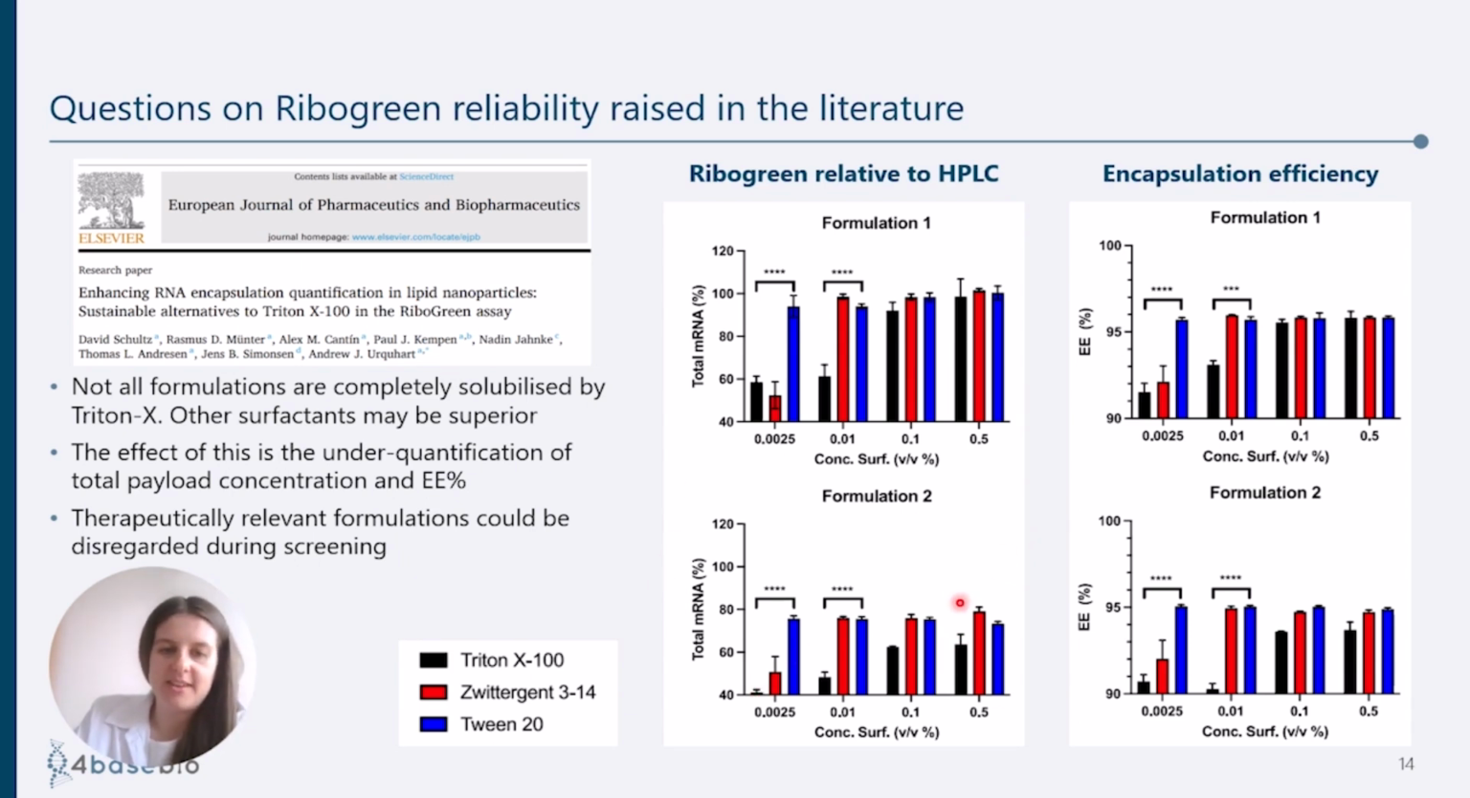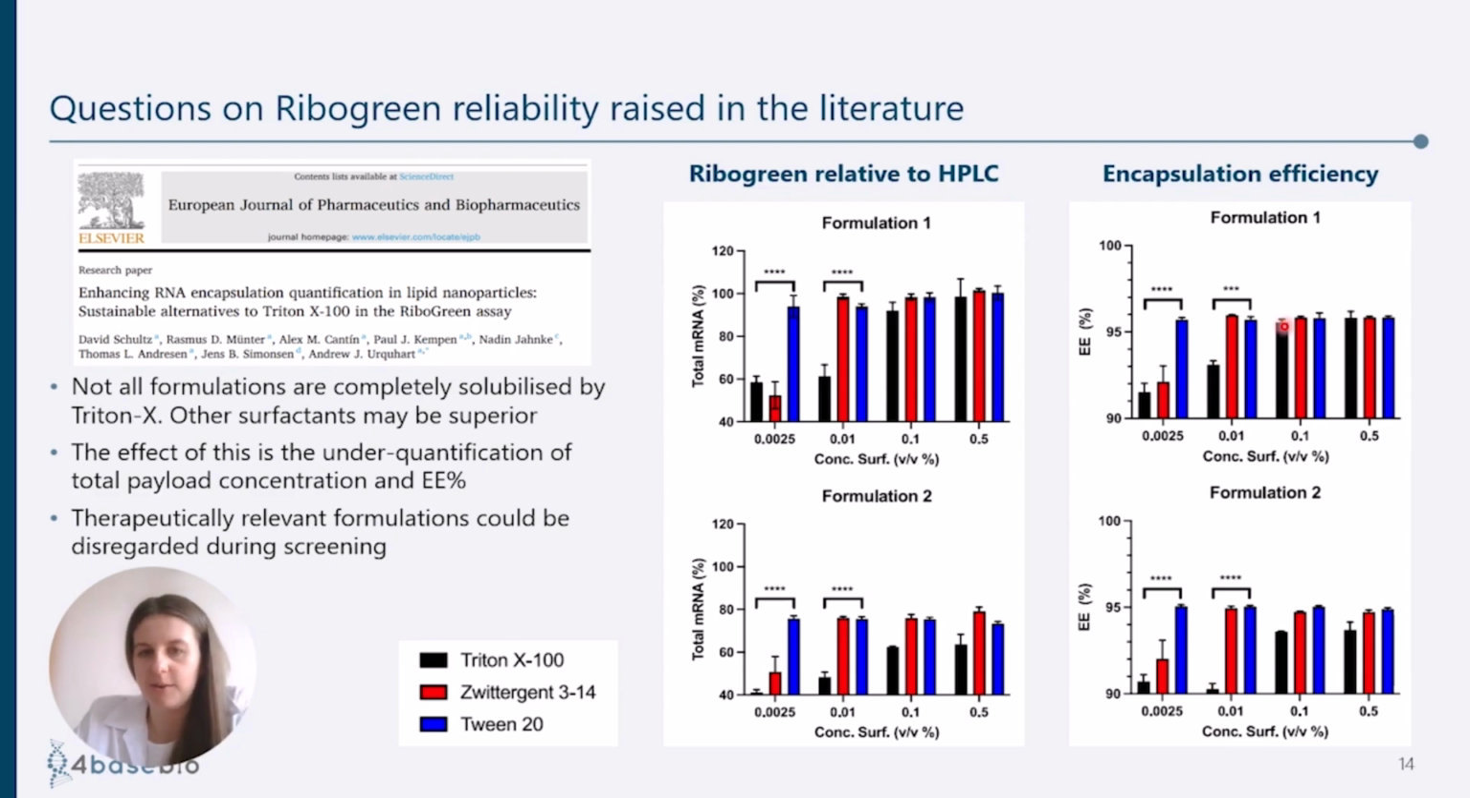And therefore, with the RiboGreen, you'd be under-quantifying your total payload concentration for this formulation too, which, if you're going downstream for animal experiments or cells, whatever your application is, you could be underdosing if you're trusting the RiboGreen assay. In terms of encapsulation efficiency, it actually makes relatively little difference, because if you have a very low free concentration, that relative percentage does not make a difference.